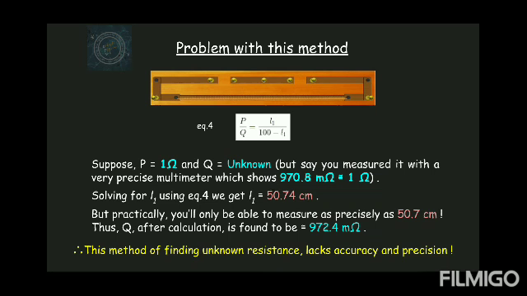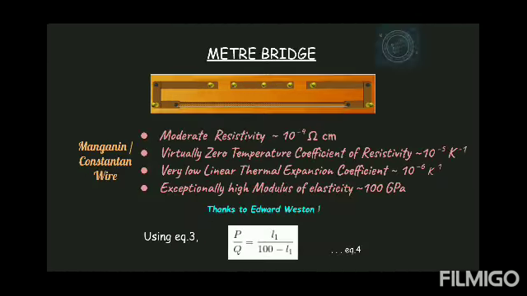And then I talked about the problems with this method. To be very brief, the problem is that the meter scale does not have greater precision than 0.1 millimeter, and so if the null point falls between say 50.7 and 50.8, we will not be able to measure that, right? And so the resistance will not be very accurate, and so this method lacks accuracy.